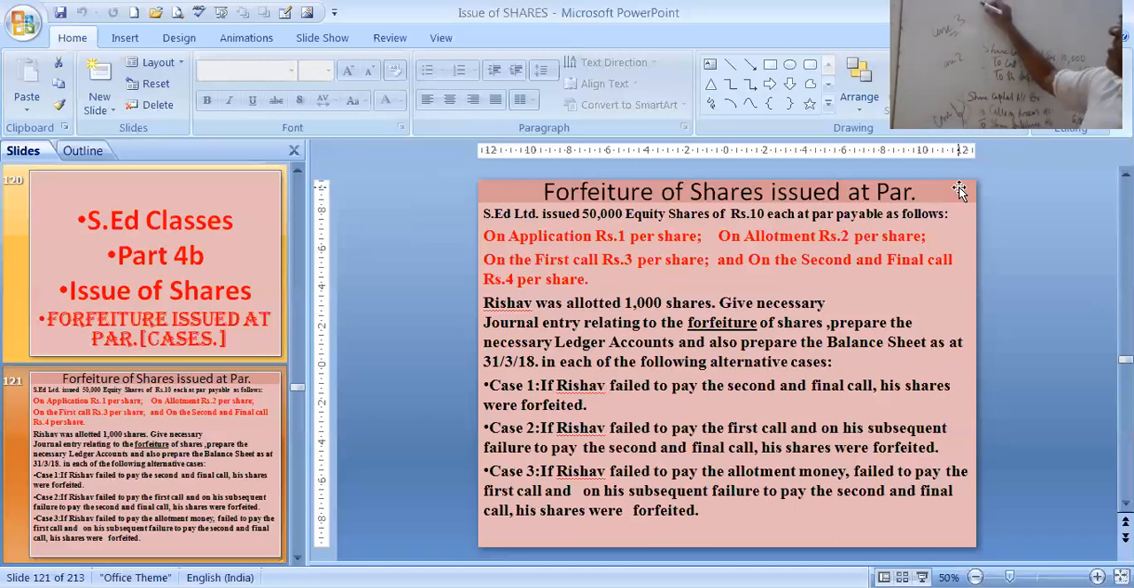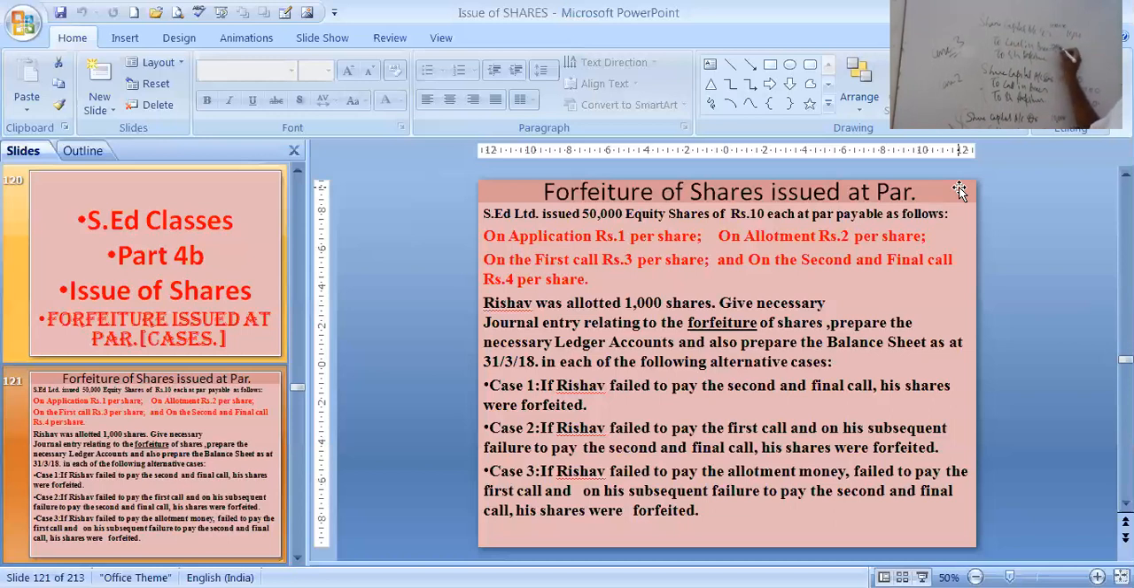Journal entry again will be same. Share capital account debit, calls in arrear account debit, share forfeiture account credit. Now share capital, the entire called up: the company has called till the second call, so 10 rupees per share, so 10 into 1,000, that is 10,000 rupees.